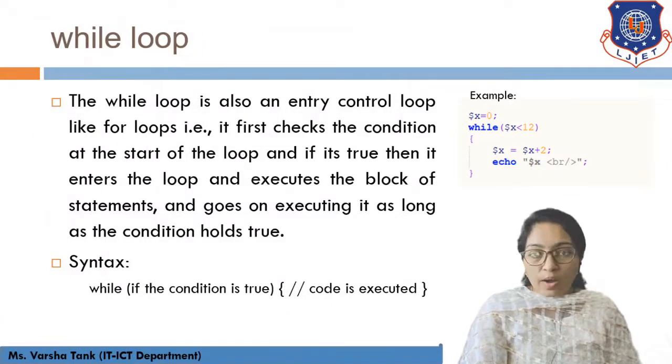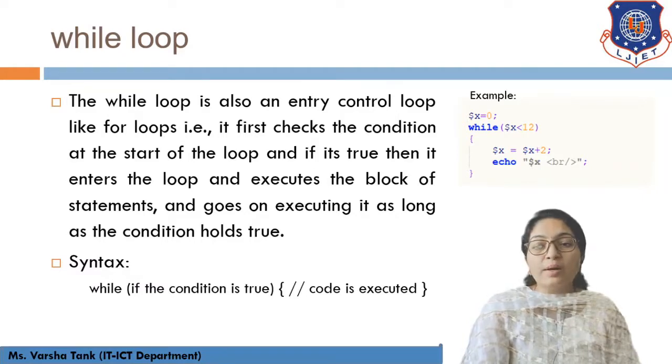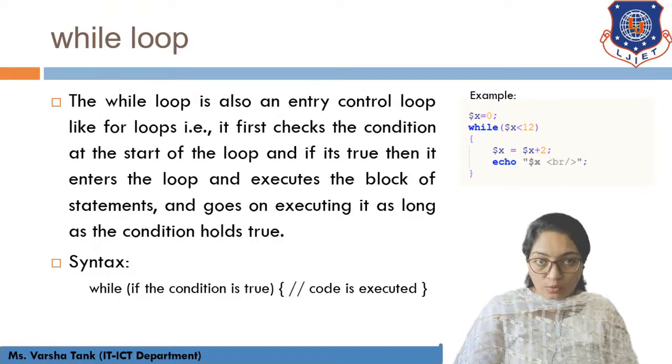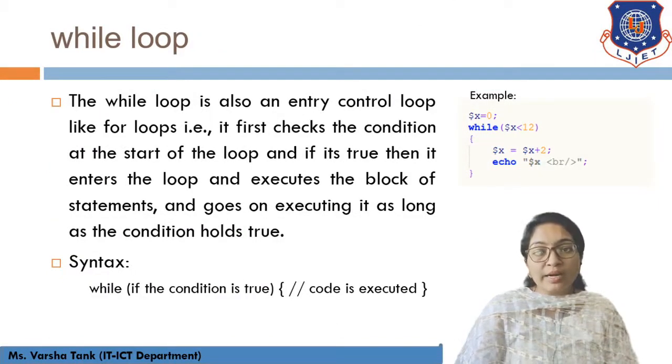Next is the while loop. The while loop is also an entry control loop, like the for loop. It first checks the condition at the start of the loop, and if it is true, then it enters the loop, executes the block of statements, and goes on executing as long as the condition holds true. So like a for loop, the while loop is also an entry control loop.